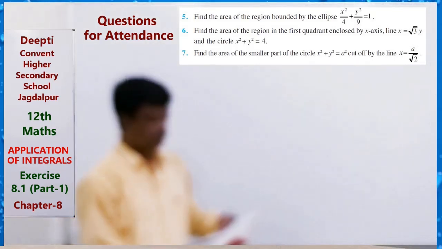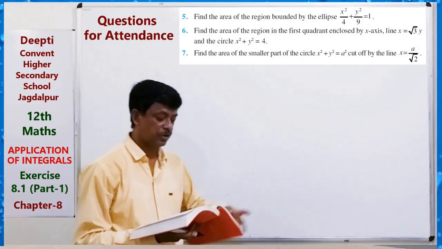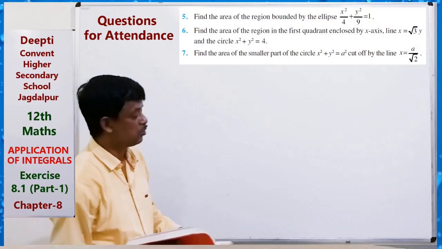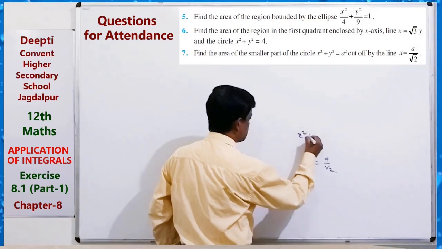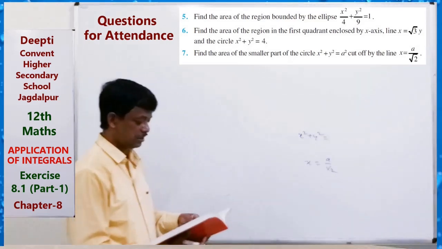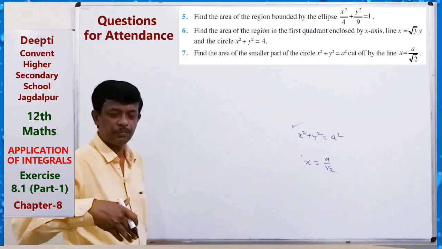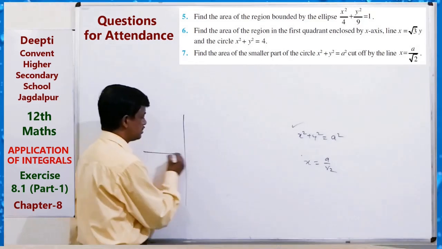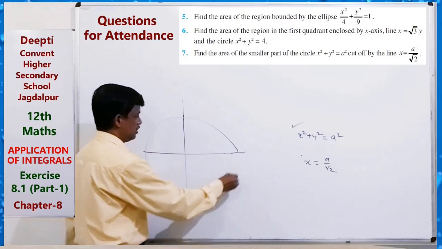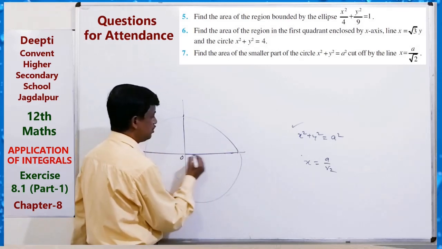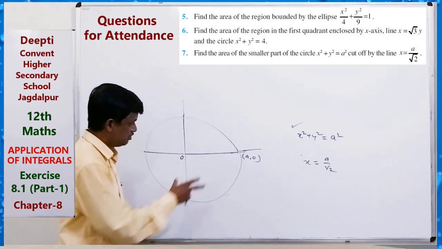Question 7 is: find the area of the smaller part of the circle x square plus y square equals a square cut off by the line x equals a by root 2. X equals a by root 2. This is the line, and x square plus y square equals a square is the circle. This is the circle, this is the line. Cut off part, smaller part. So the circle is this. Suppose this is a circle of radius a. That means (a, 0). This is (a, 0). Clear? This is the radius.